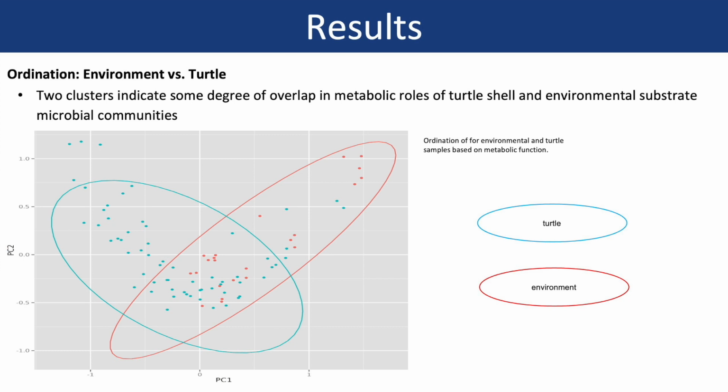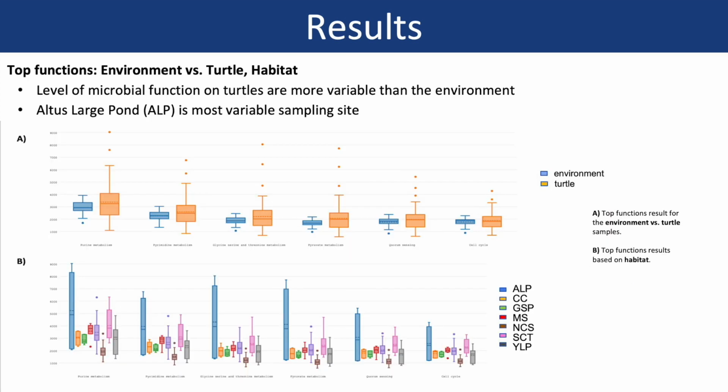Our ordination analysis supports some overlap in metabolic roles of turtle shell and environmental substrate microbial communities, although shell-associated 16S communities generally featured less complex metabolic networks. Top functions analysis showed that variability in microbial function was greater in turtle versus environmental samples.